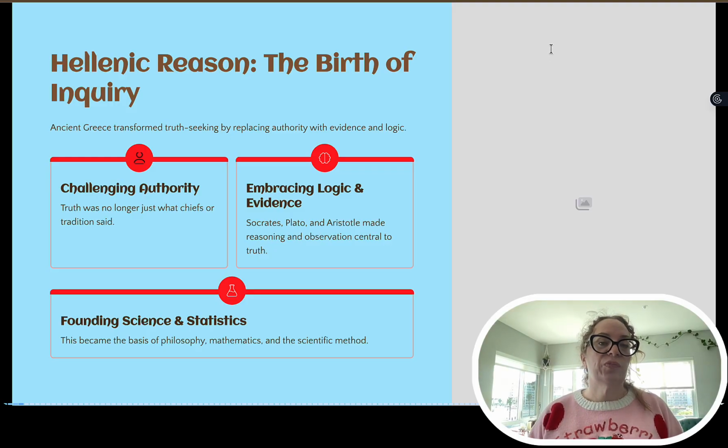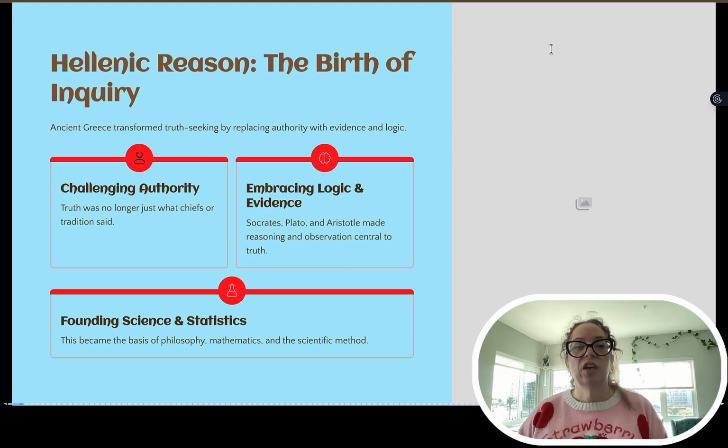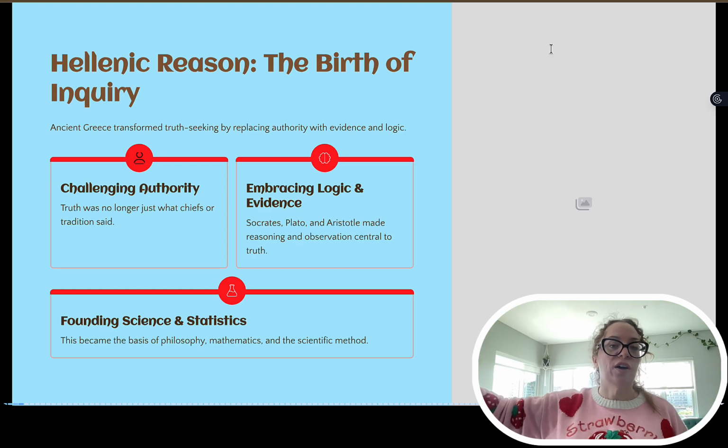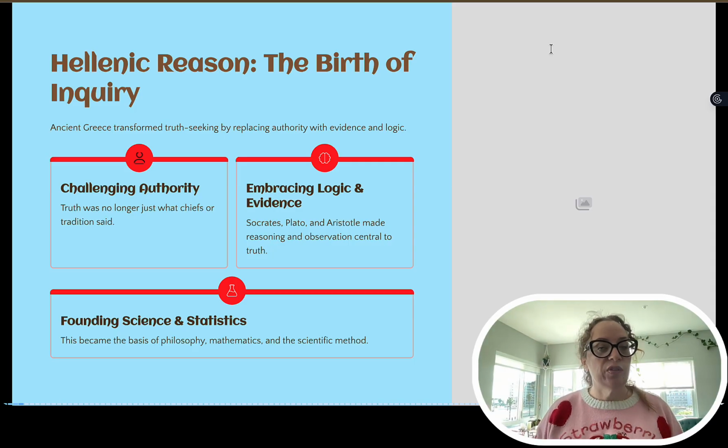So the Greeks also established democracy, right, in Athens. The idea that political authority derives from the people, not from a god or hereditary power. They established philosophy, the systematic love of wisdom, the idea that the best life is one that's examined and understood. They established the foundations of mathematics and geometry.